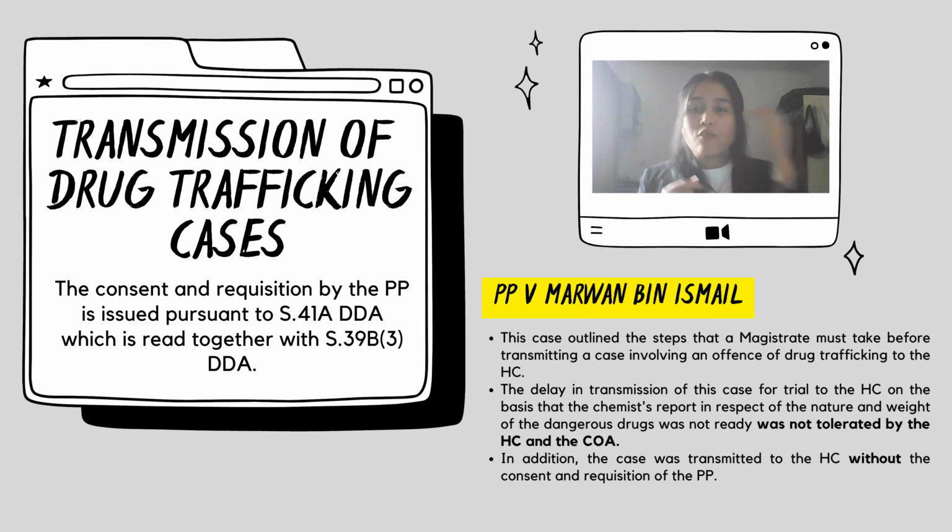So we can see this in the case of PP versus Marwan bin Ismail, where the Court of Appeal explained the procedures a magistrate must follow before referring a case containing a drug trafficking offense to the High Court. The High Court and the Court of Appeal in this case did not accept the delay in transmitting the matter for trial to the High Court on the grounds that the chemist's report regarding the nature and weight of the dangerous drugs was not yet ready. In fact, the case in this instance was referred to the High Court for trial without the public prosecutor's permission or request, and the Court of Appeal eventually upheld this decision.